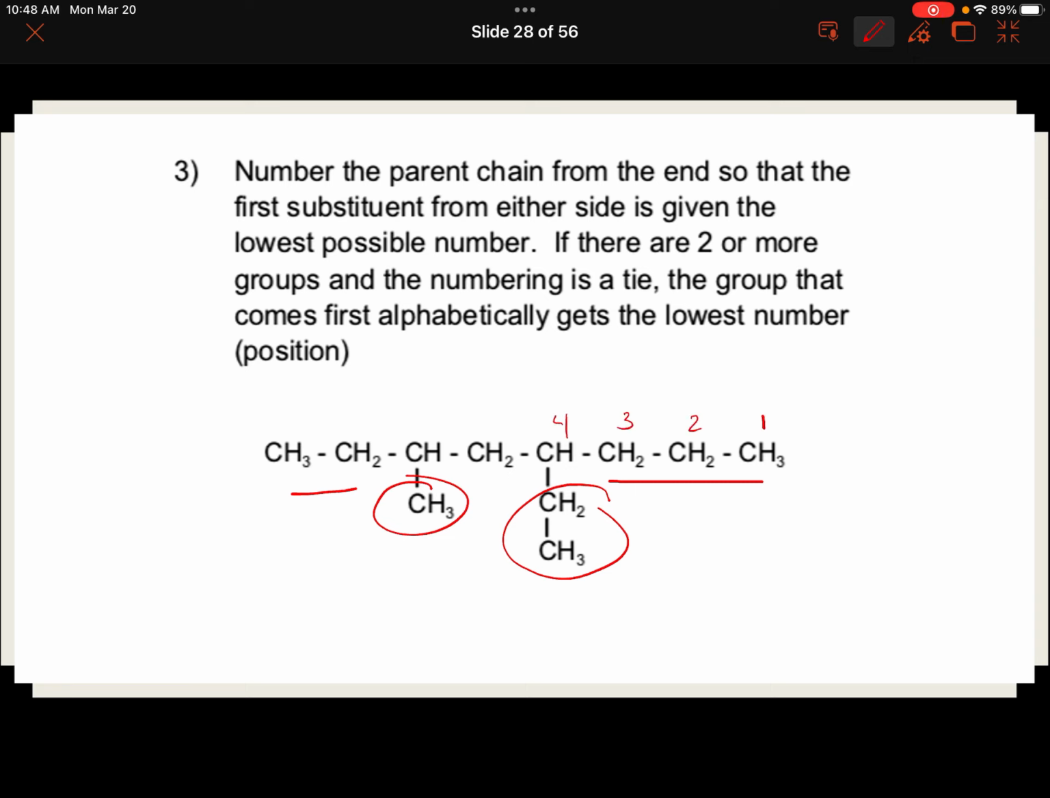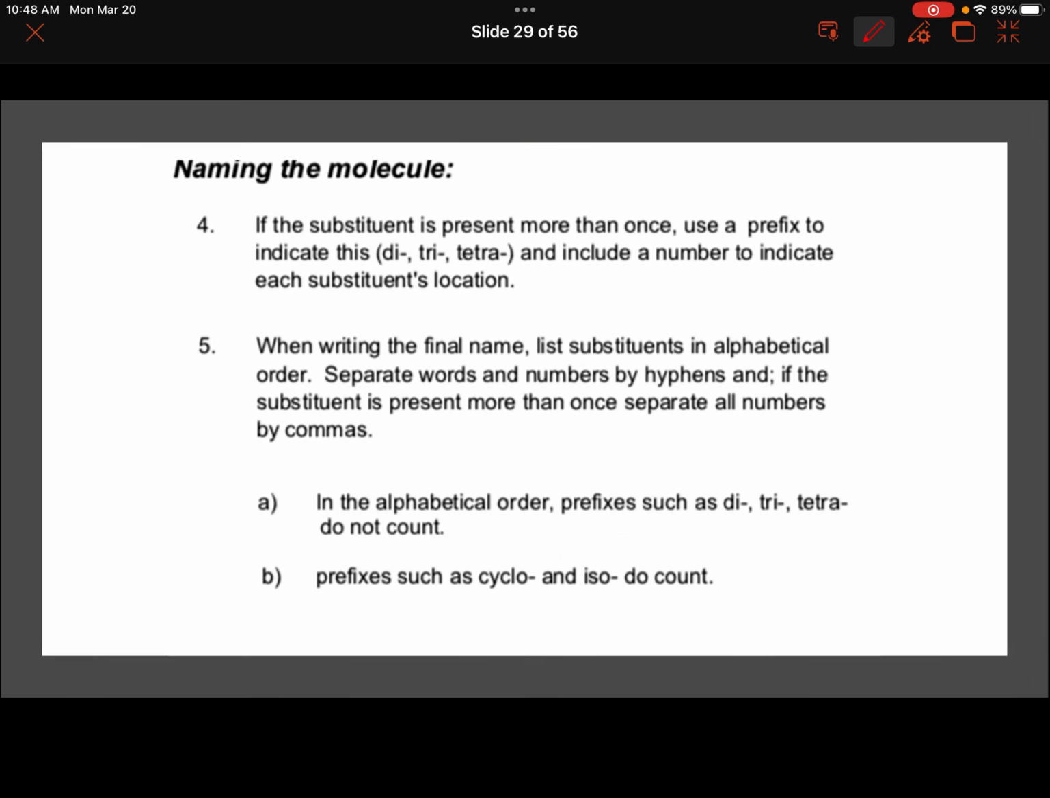So therefore, we have to number 1, 2, 3, 4, 5, 6, 7, 8. So we have to look at the substituent groups and then number accordingly. Okay, so ethyl is here. We have methyl here. Because E before M, that is how we number it.